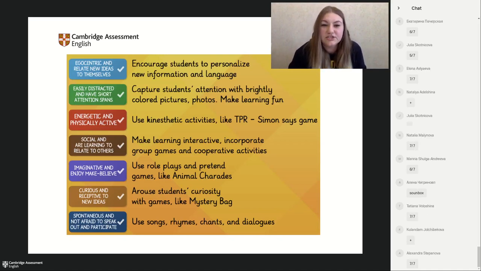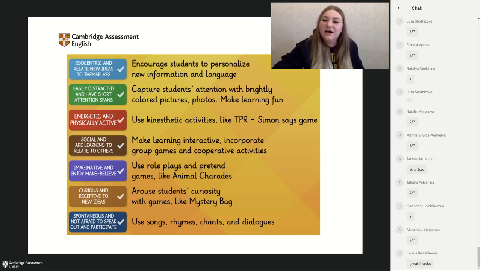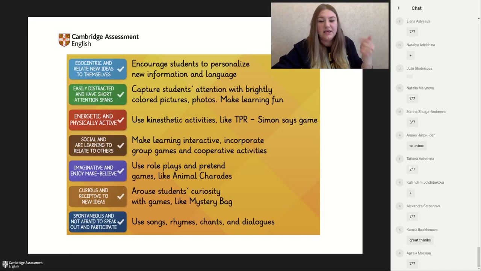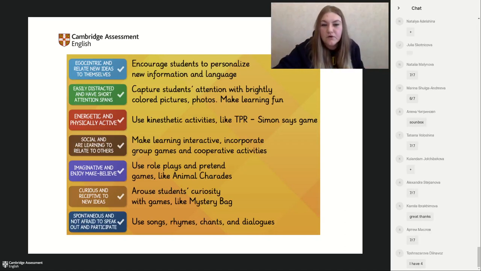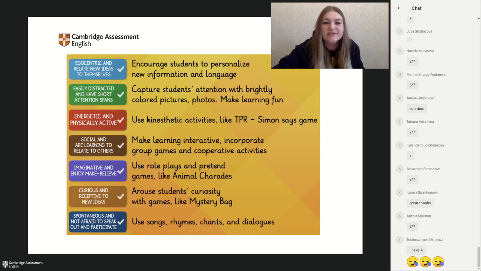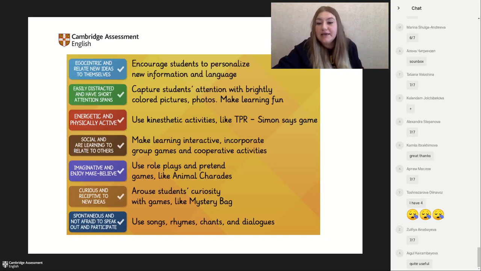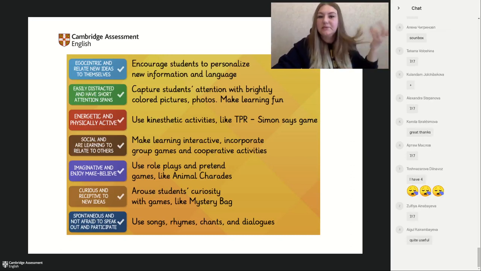As for the energetic and physically active, we use kinesthetic activities like TPR games. For example, here you can see Simon Says or True False Sentences, when you say something and they have to clap their hands or maybe stomp their feet or maybe jump and so on. Of course, they're social, yeah, and they love learning together. So we make interactive tasks, group games, cooperative activities, competitive activities, games, and so on.